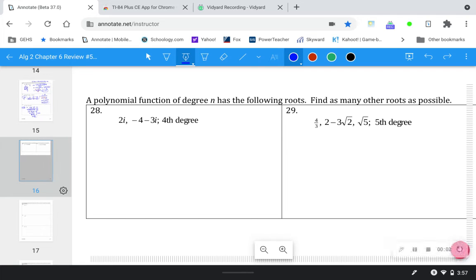Okay, we're continuing with the review for sections 6.1 through 6.3 in Algebra 2 and also 6.5. And we're going to look at problems 28 and 29 at this point. Okay, these are very easy problems. You just have to know the concepts here.